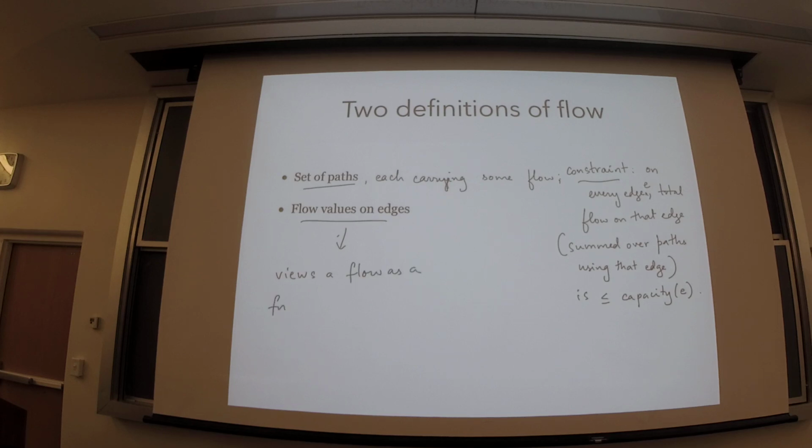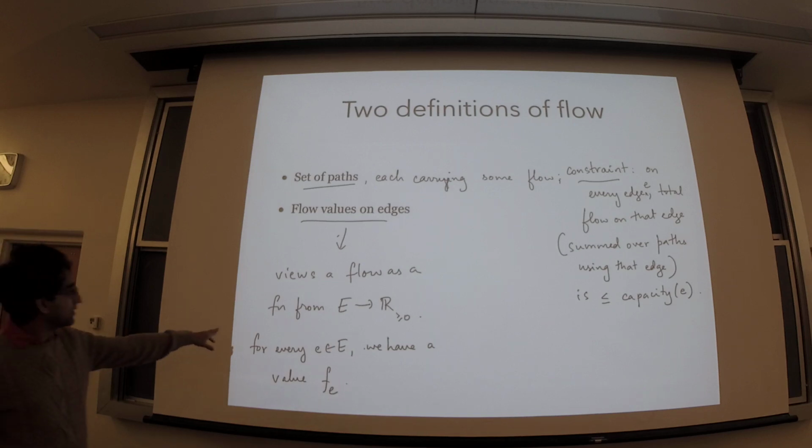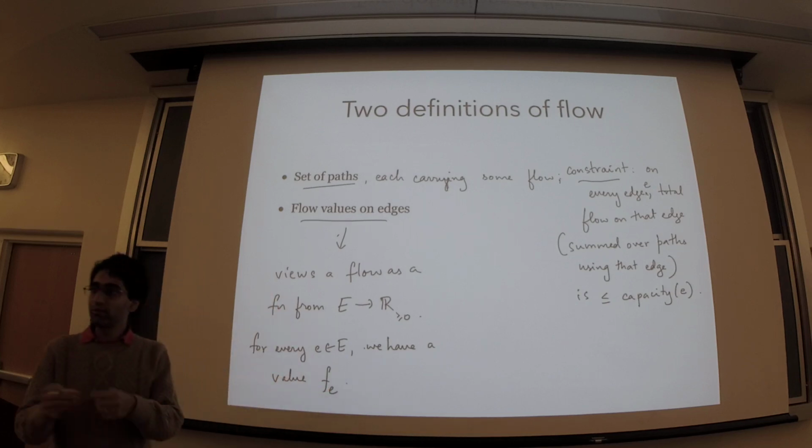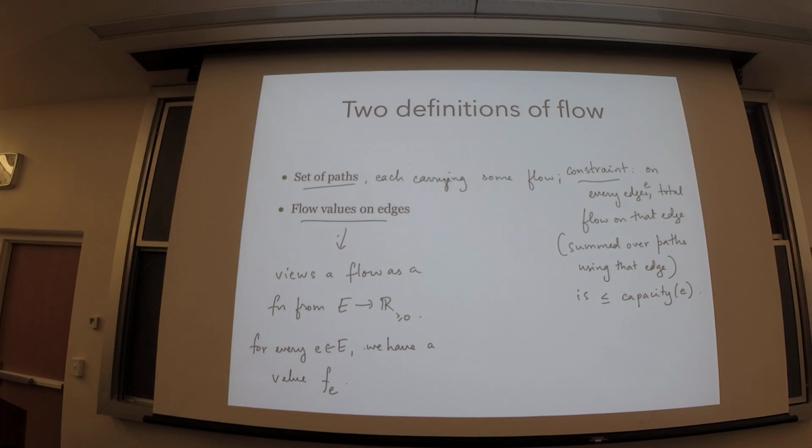This views a flow as a function from the set of edges to non-negative reals. So for every edge E, we have the value Fe. Now, this is simple, but not all values Fe that I come up with can correspond to flows, right? So what are natural constraints you can think of here?